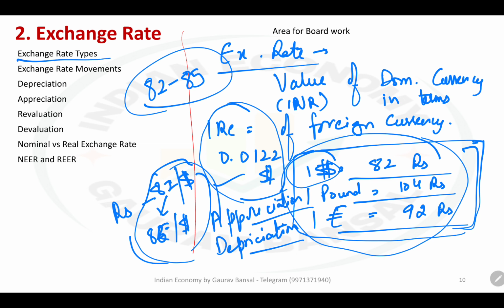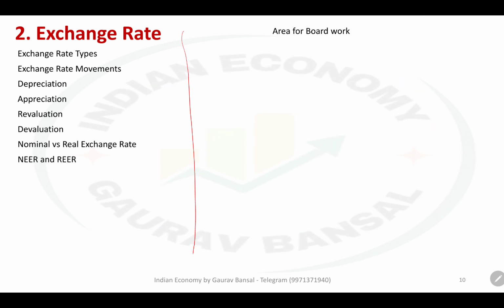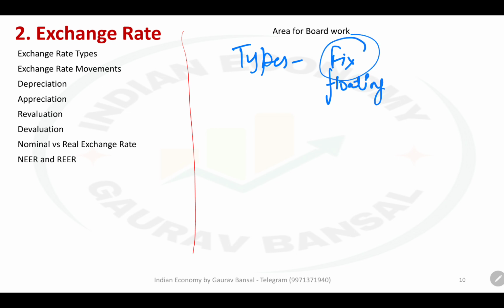What are the types of exchange rate? The types are fixed or floating. The fixed exchange rate is almost history now because it is not used by the majority of countries today. Almost all the major countries have shifted from fixed to floating.